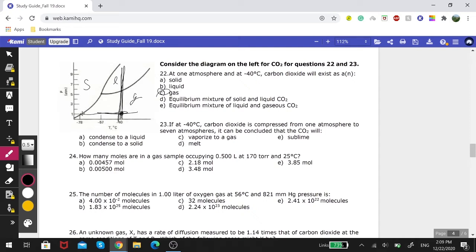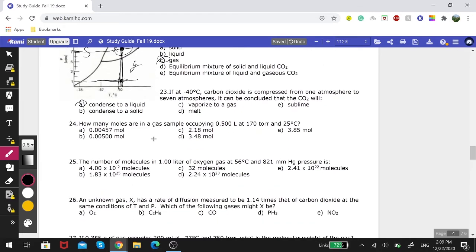Now at negative 40 degrees, carbon dioxide is compressed from 1 atmosphere to 7 atmospheres. So you have 1 atmosphere all the way up to 7, and the temperature remains the same. So now we're looking at this point. Now it can be concluded that it will condense into a liquid because now it is in the liquid form. So our answer is A. It does not condense into solid, it does not vaporize into a gas, it does not melt, and it does not sublime. So it's A.